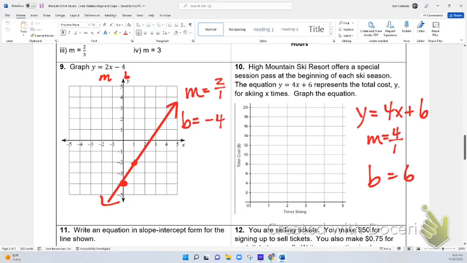So here, our starting point is at 6. So simply what that means is when you get a pass, they don't care how many times you go. You're going to have to pay $6 up front. And then for every single time you go, they're going to charge you $4. So from 6, we simply go up 2, 4. Remember, these are going up by 2s. You could also just simply go 1, 2, 3, 4. But either way, 6 plus 4 gives you 10.